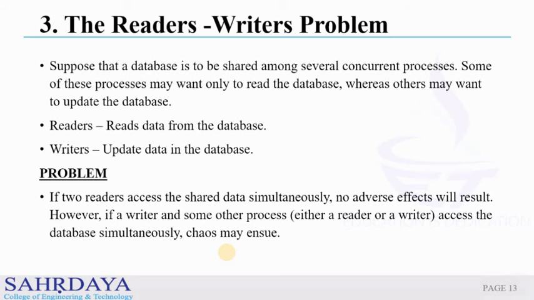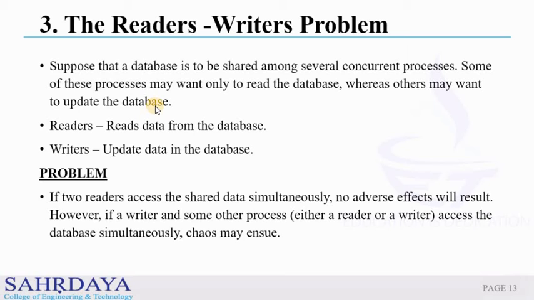The next problem is the readers-writers problem. The readers-writers problem is another example of a classic synchronization problem. Suppose that a database is to be shared among several concurrent processes. Some of these processes may want to read the database, whereas others might want to update the database.